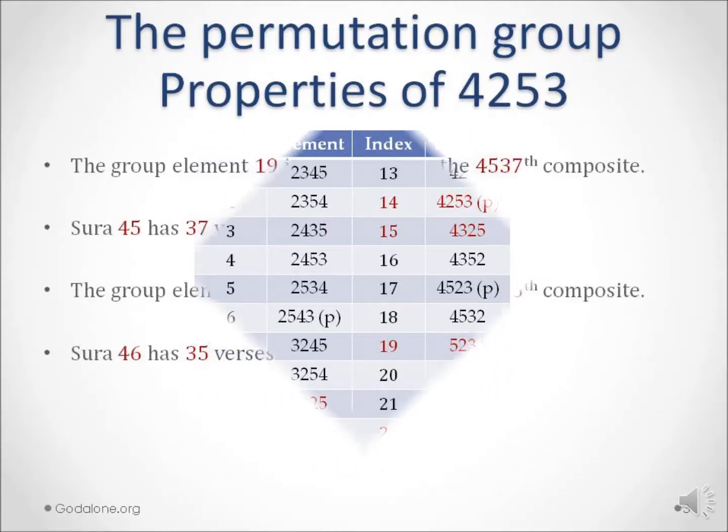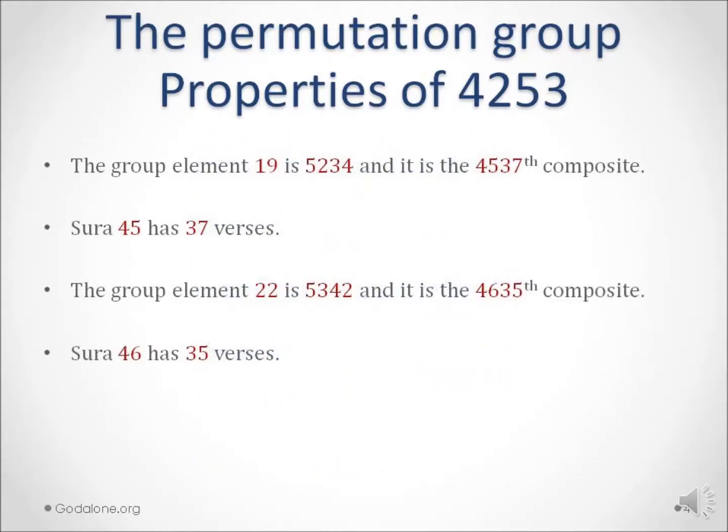The group element 19 is 5234, and it is the 4537th composite, and chapter 45 has 37 verses. And note here that chapter 45 is also a Hamim initial chapter in the Quran, one of the 7 Hamim chapters with initial Hamim, just as chapter 42. So immediately it tells you how many verses are supposed to be in chapter 45.